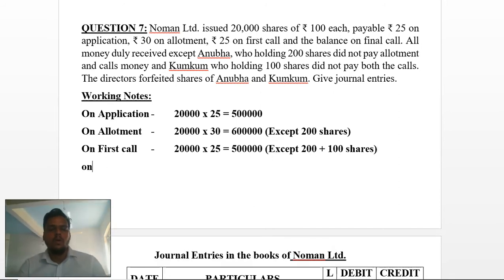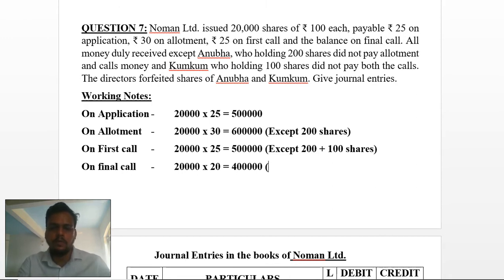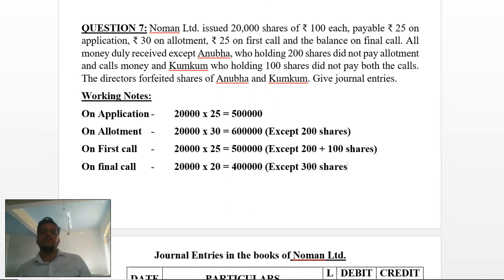Now on final call, you will also receive 20 rupees here. So 2 2s are 4, 4 lakh rupees, which has to be received except for 300 shares, which is the combination of 200 plus 100. These amounts have to be entered in the journal entries.